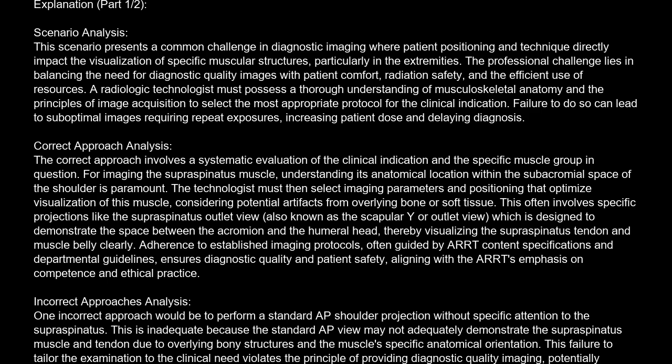Incorrect approaches analysis. One incorrect approach would be to perform a standard AP shoulder projection without specific attention to the supraspinatus. This is inadequate because the standard AP view may not adequately demonstrate the supraspinatus muscle and tendon due to overlying bony structures and the muscle's specific anatomical orientation. This failure to tailor the examination to the clinical need violates the principle of providing diagnostic quality imaging, potentially leading to missed pathology and increased radiation exposure due to repeat imaging.